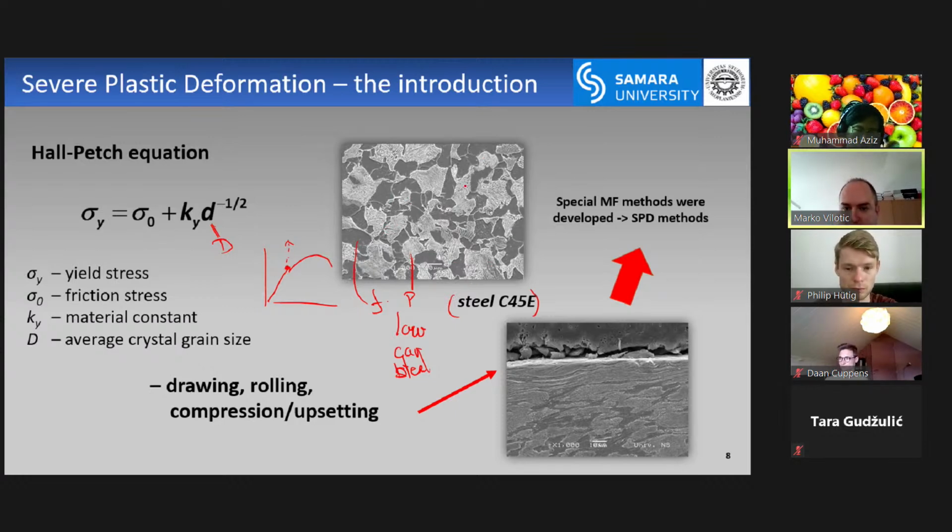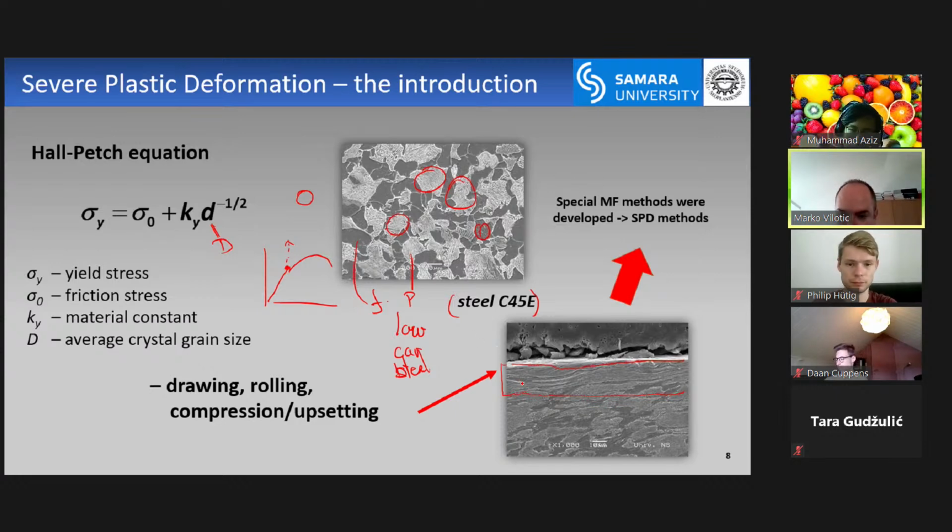And this is the microstructure. As you can see, it's fairly uniform. You have the mix, and the shape is approximately ball shape. However, if we take this material and process it through drawing, rolling, or some compression, we will find in some very narrow layer, approximately this area, that the microstructure is vastly different. Actually, we are not sure what happened here.